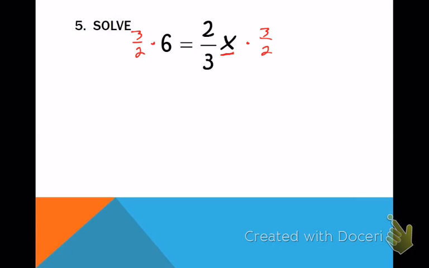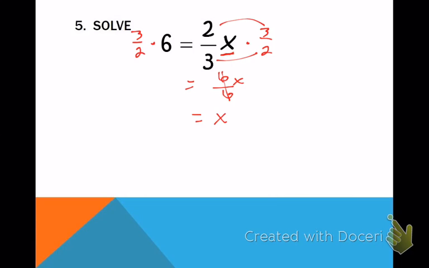So we're going to multiply both sides by 3 over 2. Now, when we do that, we can multiply straight across. 2 times 3 is 6. 3 times 2 is 6. And 6 divided by 6 is 1, and that's what we want.